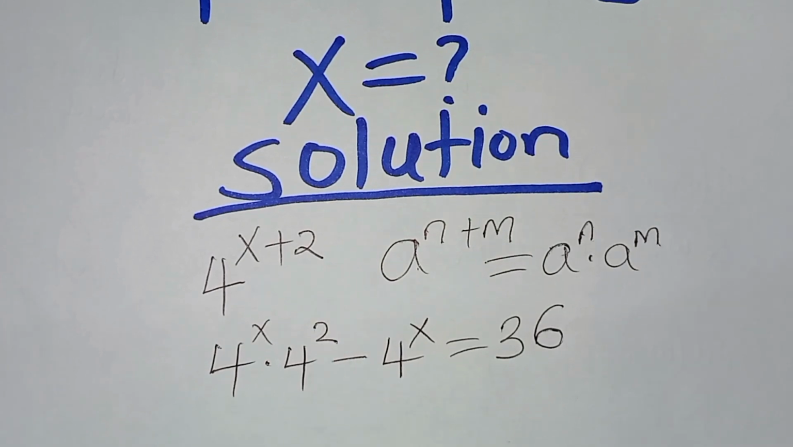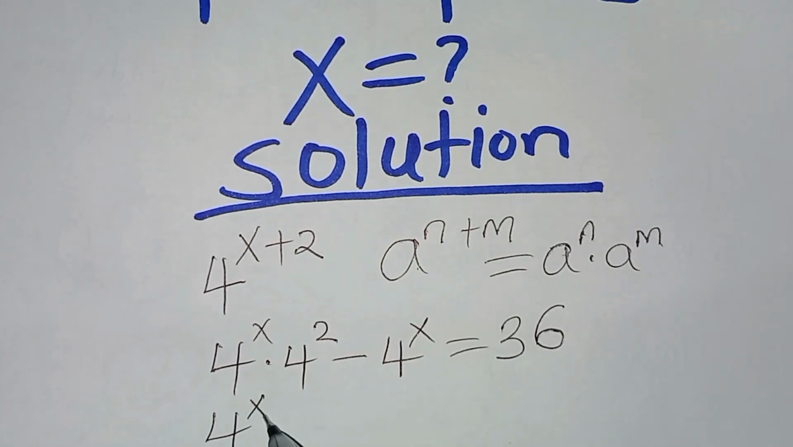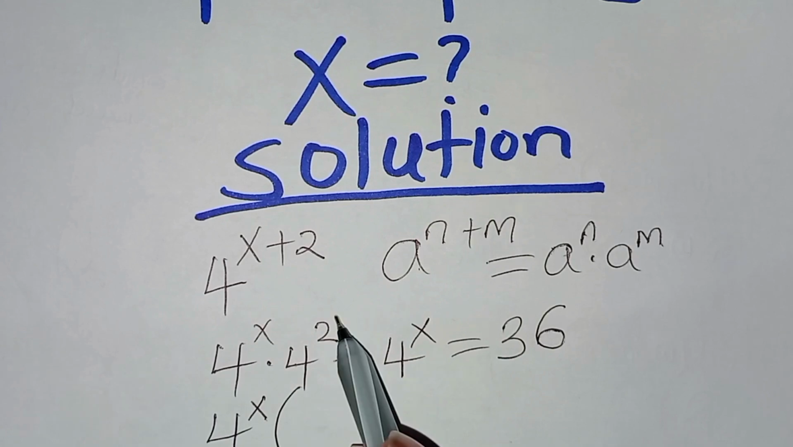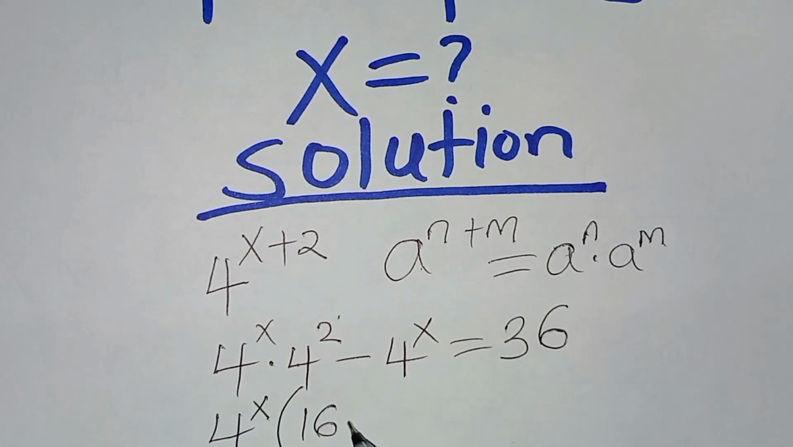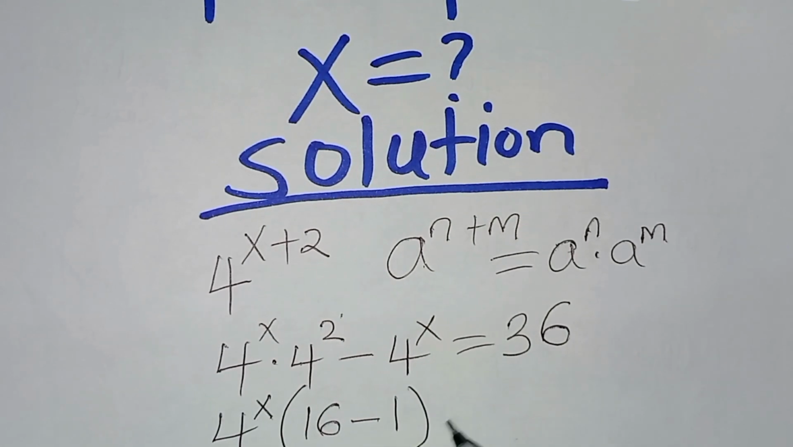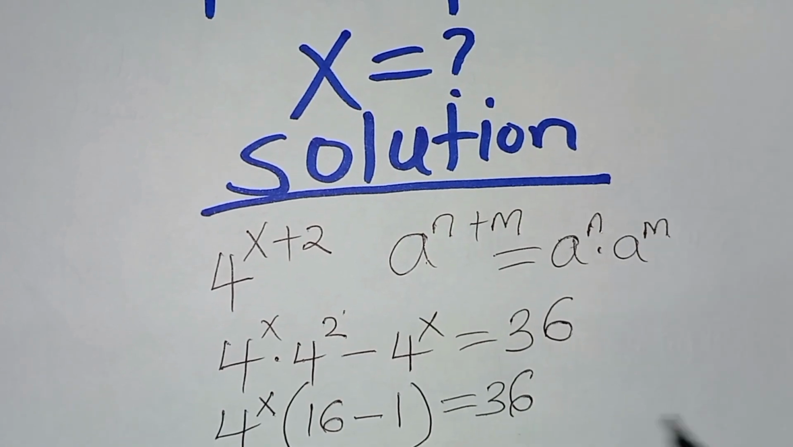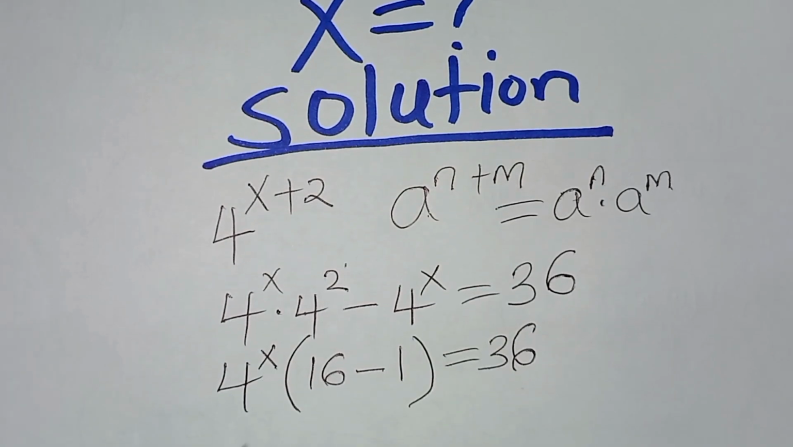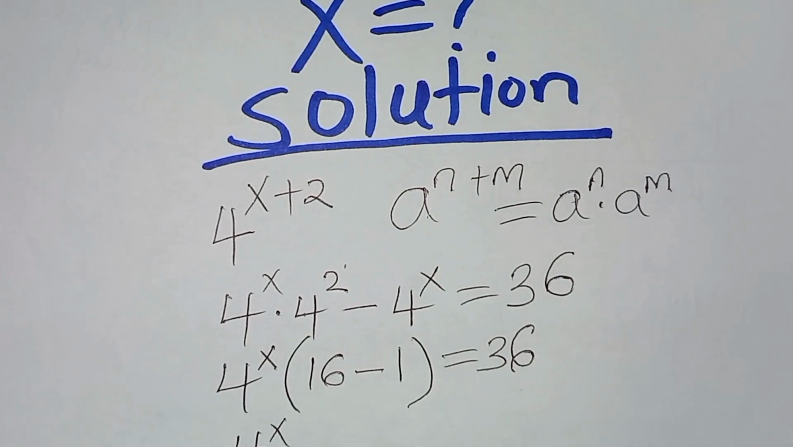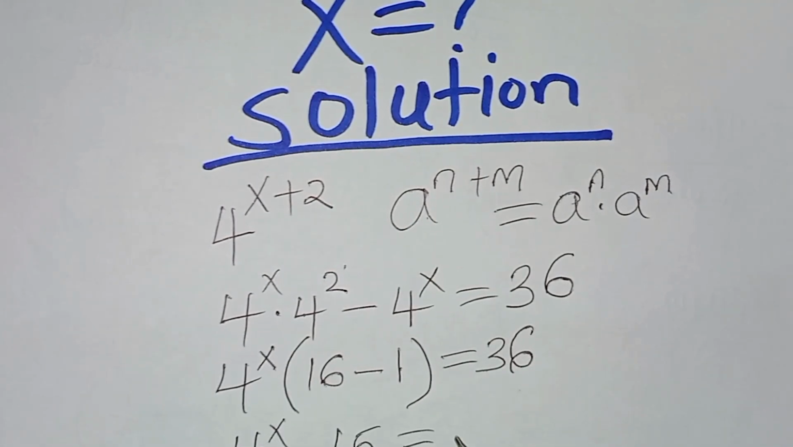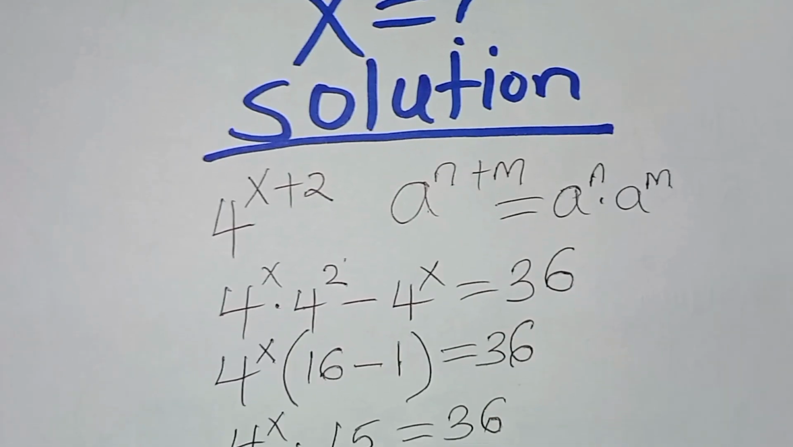Now 4 to power x is common. Let's factor out 4 to power x so that we'll have 4 squared, which is equal to 16, subtract 1. So this is equal to 36. So here we have 4 to power x multiplying by 16 minus 1, which is 15, and this is equal to 36.